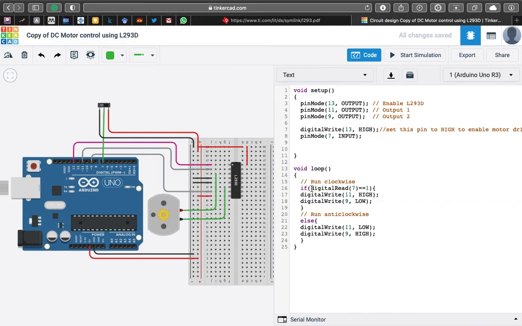So if digital read of pin number 7, if the switch is connected to VCC, then it will be logic 1. So if it is equal to 1, it will write a high in pin number 11. So here it will be 1 and this will be low, so that it will run in the clockwise direction. If the switch is connected to plus VCC, it will run in the clockwise direction. Else, it is going to run in the anti-clockwise direction. So that's all about the circuit diagram and the code. So let's try simulating this.